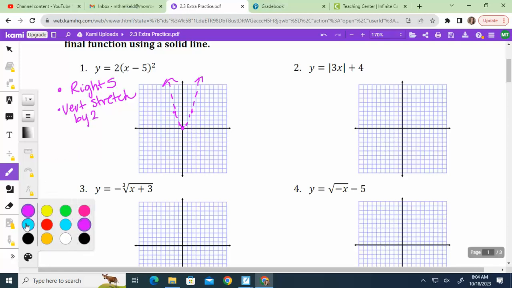Okay, so when you do stretching and shrinking, it's like multiplying your y's by 2. So this is at 0. 0 times 2 is still 0. And then we go right 5. Okay, this is at 1. 1 times 2 is 2. And then we go right 5.